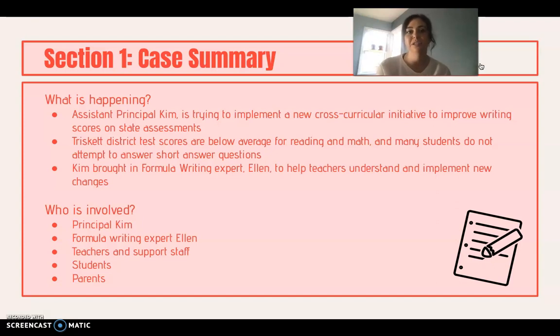We have the assistant principal, Kim, who is trying to implement a new cross-curricular initiative to improve writing test scores on the state assessments. We are at the Trescott district, and test scores are much below average for reading and math, and many students do not attempt to even answer these short answer questions that we are struggling with. So because of those reasons, Kim has brought in a formula writing expert, Ellen, to help the students understand and implement these new changes that they're trying to make to the curriculum. So the people we have involved are Kim, our expert, Ellen, various teachers and staff, students, and parents.